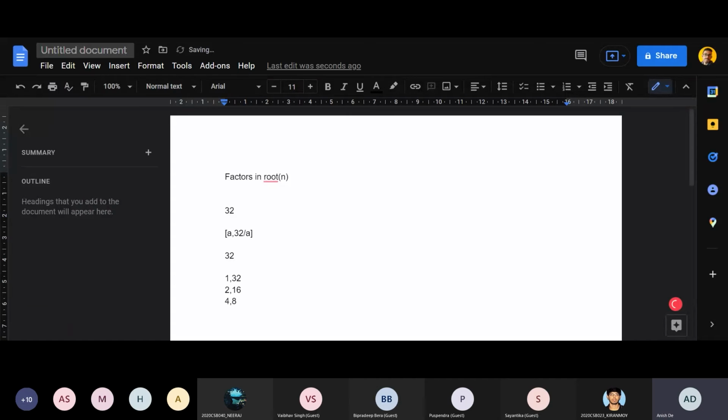Next we go to 5. 5 is not a factor. 6 is not a factor. 7 is not a factor. 8. Okay, 8 is a factor. But see that we have already considered 8 here. So do we need to check numbers from 8? Think once, do we have to check the numbers after 8? Do we have to check numbers from 8 to 32?